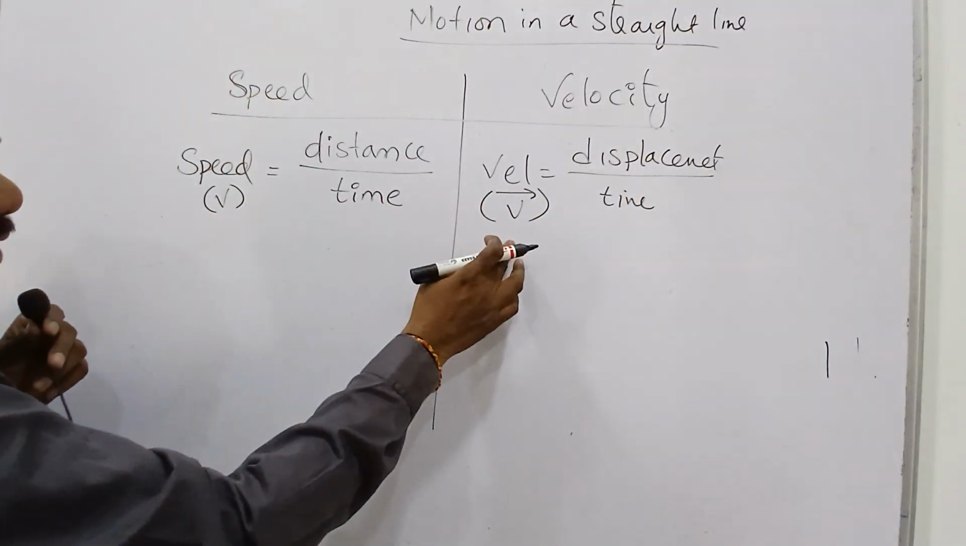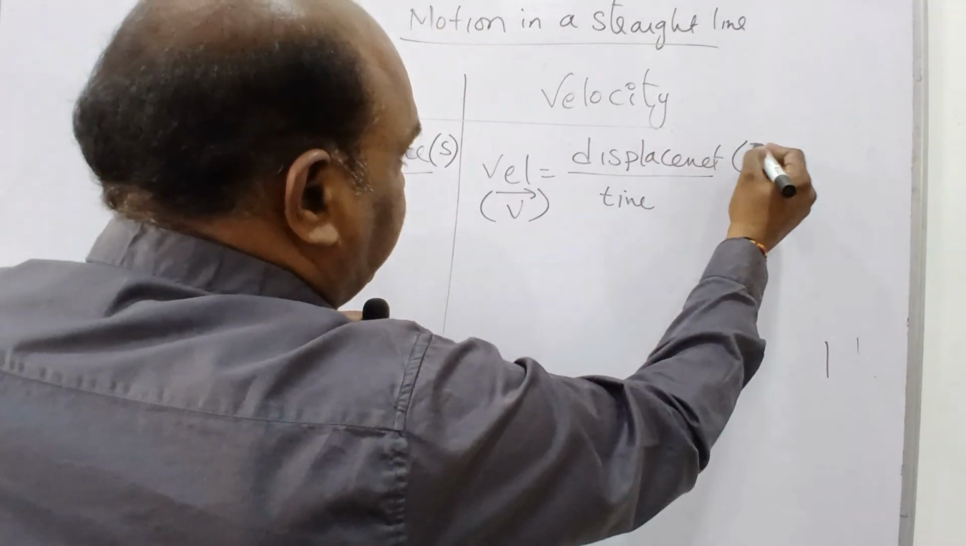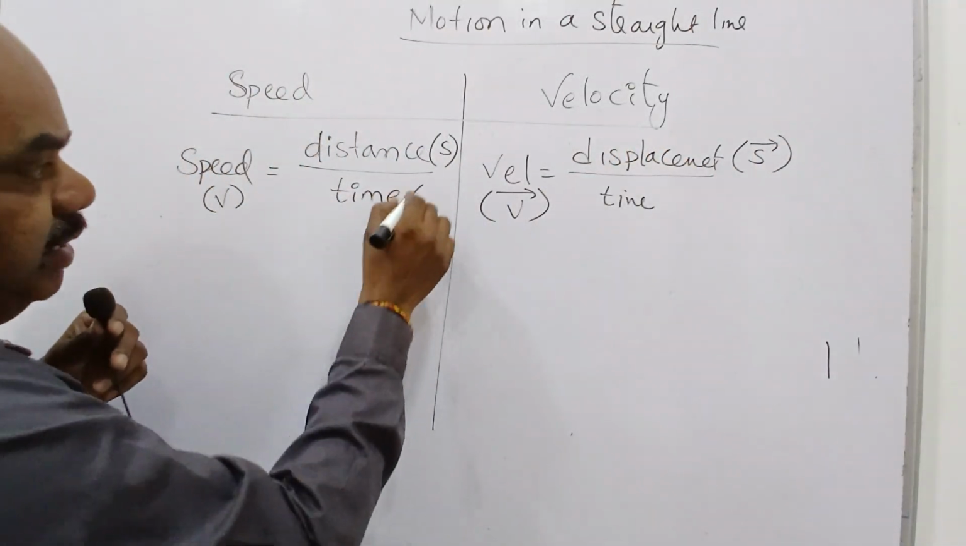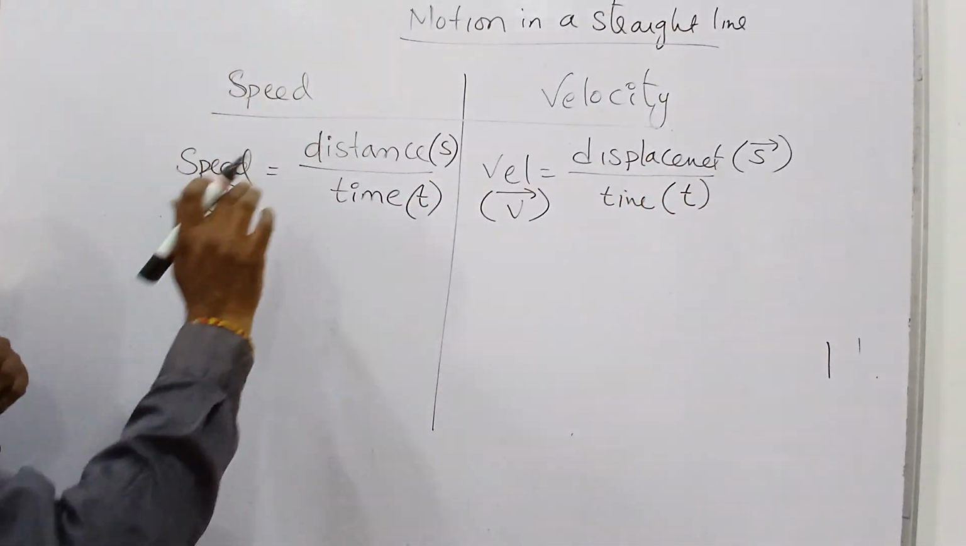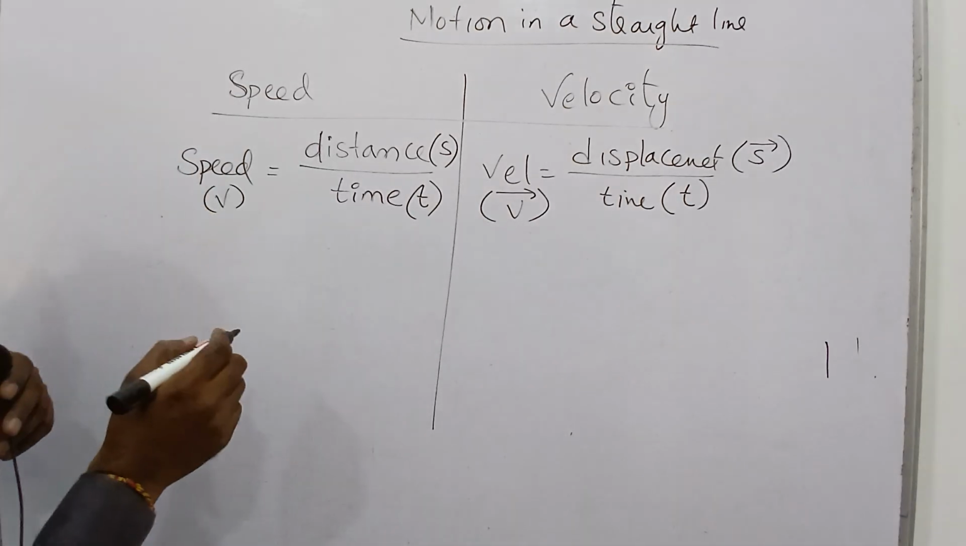Speed is a scalar, velocity is a vector. Distance is denoted by S, displacement is denoted by S bar. Distance is a scalar, displacement is a vector. Time is anyway a scalar only. Then what is the difference, sir? Distance is the total path covered by the body.